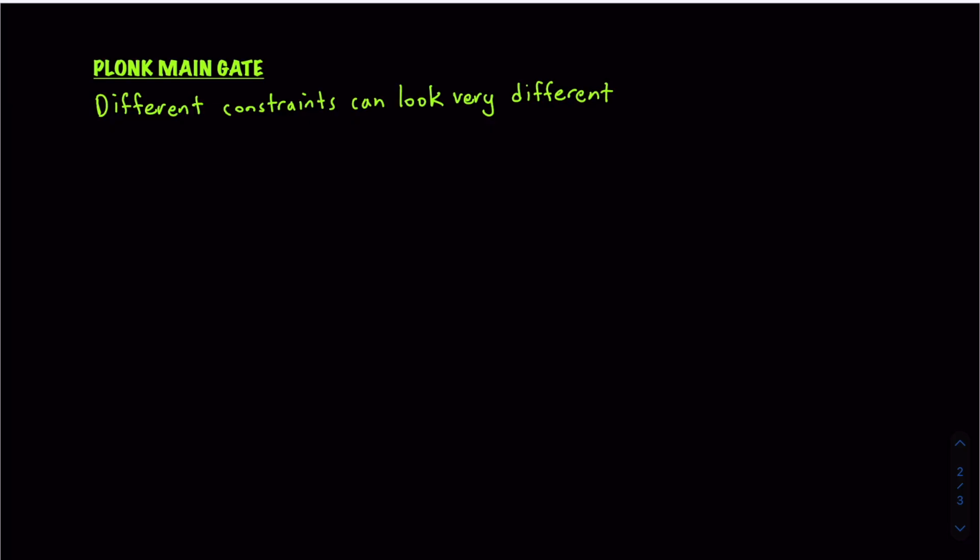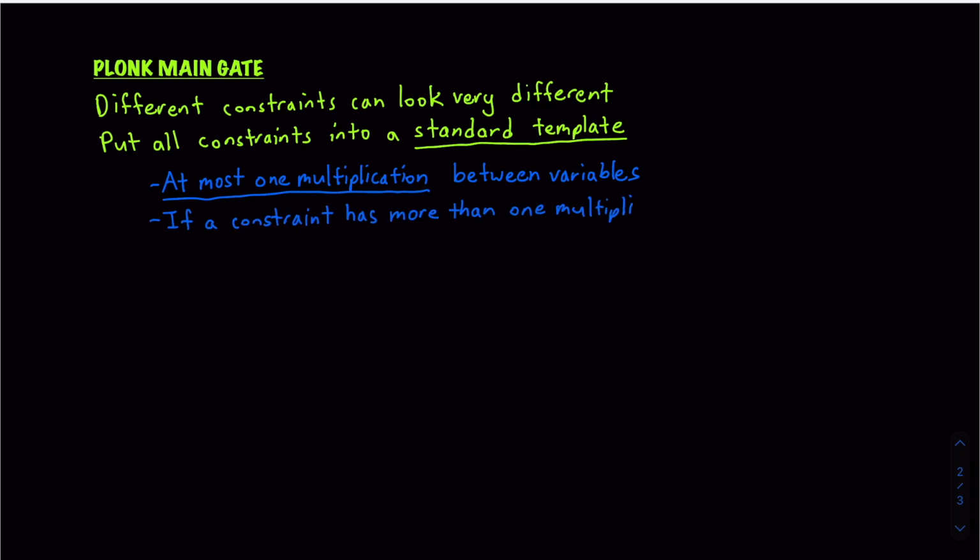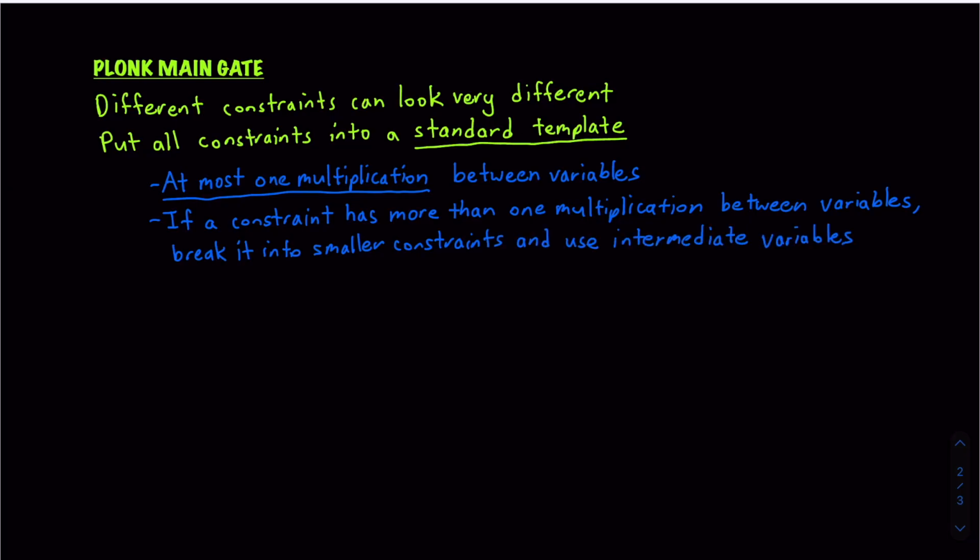If we want a single proving system to handle all of these uniformly, we need every constraint to fit a standard template. In this template, there must be at most one multiplication between variables. Variables can be multiplied by constants, a certain number of these terms can be added or subtracted, and one constant term can be added or subtracted. Now you might be thinking, what if a constraint involves more than one multiplication? No problem. We just break it into smaller constraints and introduce intermediate variables to carry the results from one constraint to another. This way, no matter how complex the original constraint is, we can rewrite it entirely using the standard PLONK-friendly template.